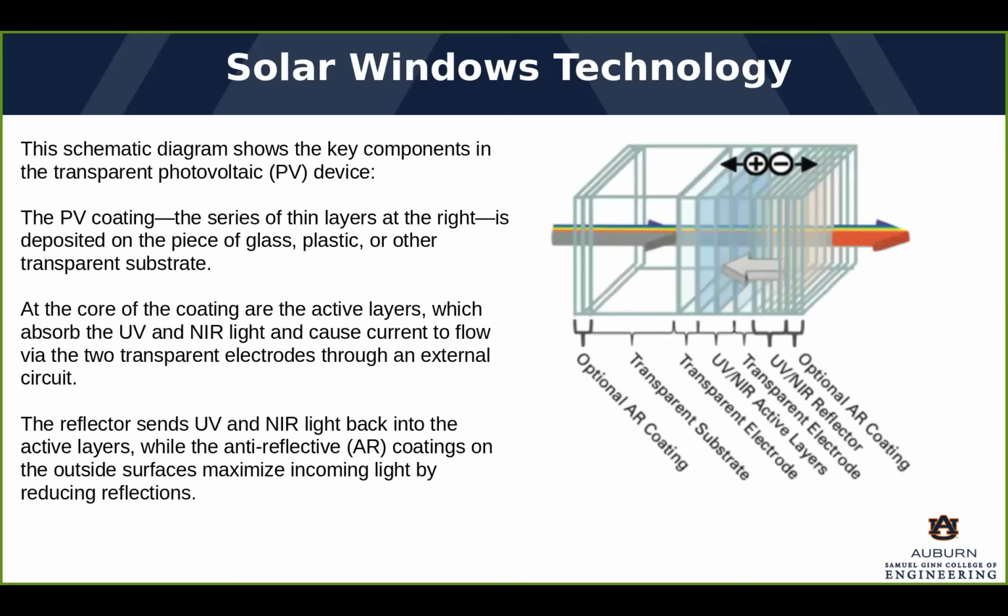So this is a basic substrate layup of a solar panel window. A couple things that make it different are the UV reflectors and the transparent electrodes. I also thought it was interesting that there are these optional AR coatings, so it's anti-reflective, so they really want to prevent any energy that could be absorbed from reflecting away and not being usable.